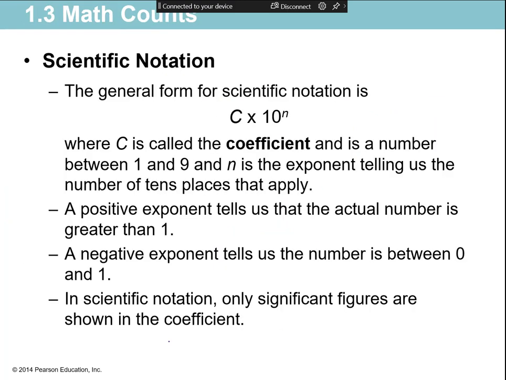Last thing and then we'll quit. The last thing is called scientific notation. Scientific notation is just a way of shortening really big numbers. One really big number that we are going to talk about this semester is Avogadro's number, 6.02 times 10 to the 23rd.